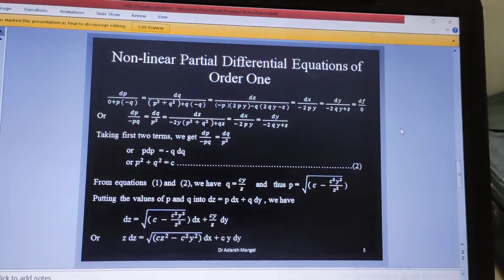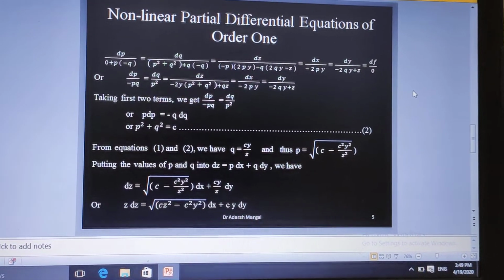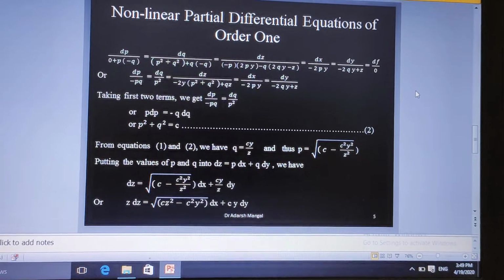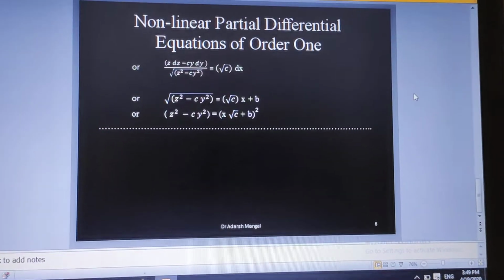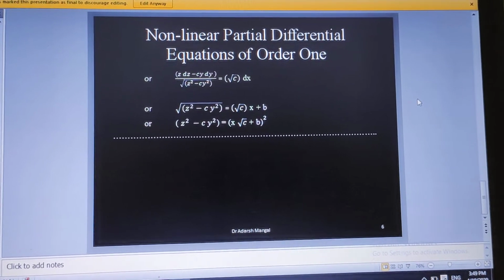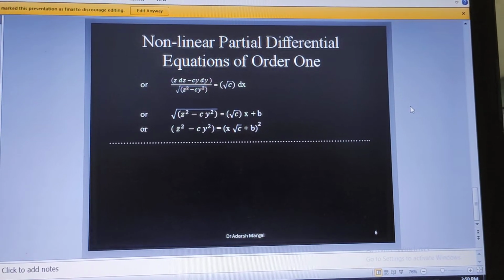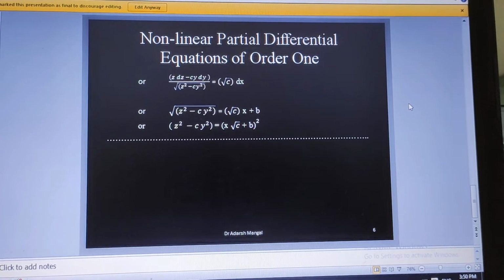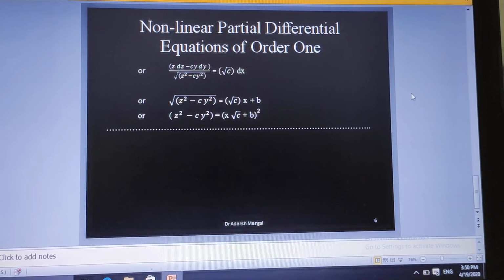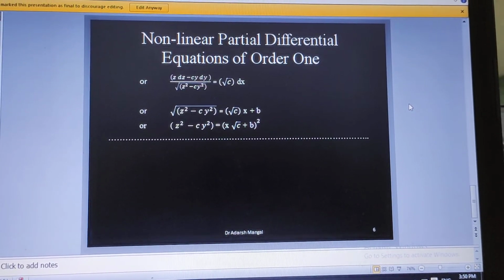the integration is important here. We have to put p and q in dz equal to p dx plus q dy. Now z dz minus cy dy upon root z square minus cy square is equal to root c dx. Now we have to integrate this. To do so, we put z square minus cy square is equal to t square, suppose, so that z dz minus cy dy is t dt. So after integration, you will have z square minus cy square is equal to x root c plus b whole square.